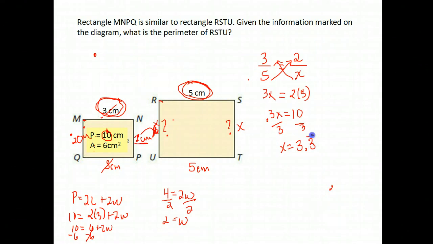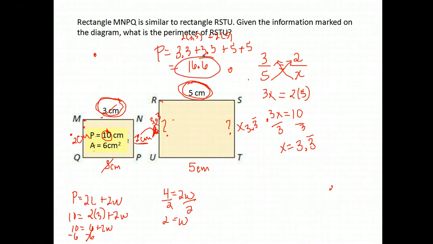I'm just going to write the decimal form of it. So my missing sides here are about 3.3. I rounded off. And now I can go ahead and find the perimeter of RSTU. For the perimeter, I add all the sides together, so I have two sides that are 3.3 and two sides that are 5. Again, you could do 2 times the length plus 2 times the width if you prefer. Either way, we get 16.6 as the perimeter of that rectangle.